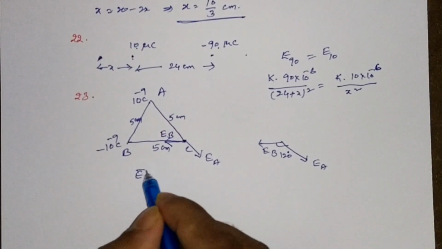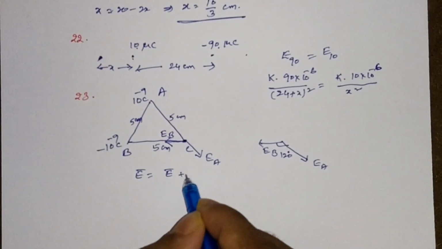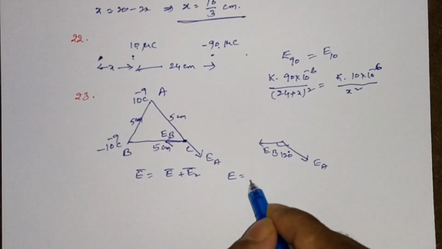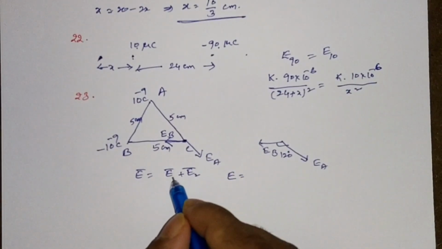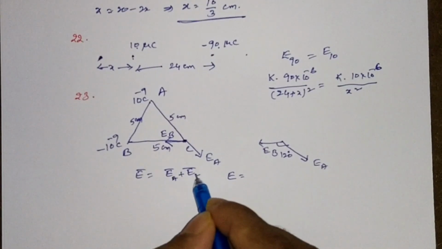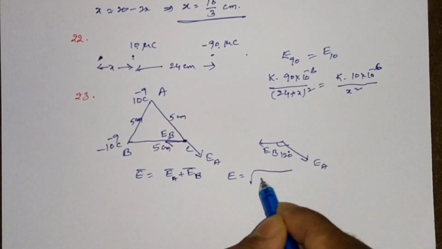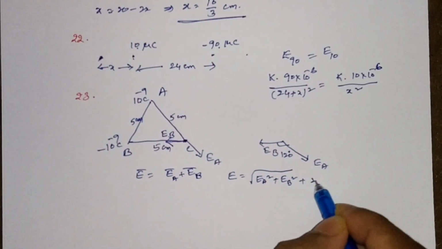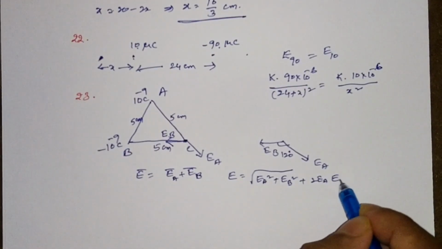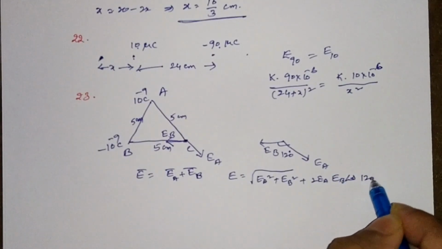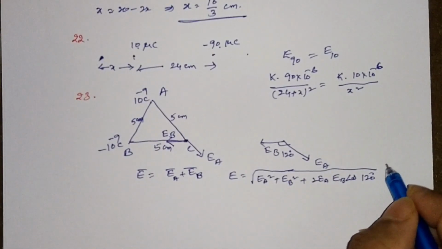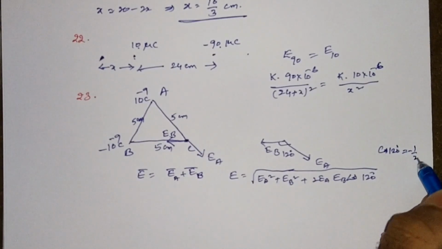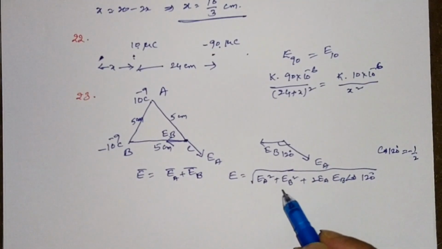Now E will be what? Vector sum of E1 and E2. Then one can calculate the E value as root over EA square plus EB square plus 2 EA EB cos 120 degrees. Cos 120 value how much? Minus half. Cos 120 degrees is minus 1 by 2. You substitute the values and solve it.